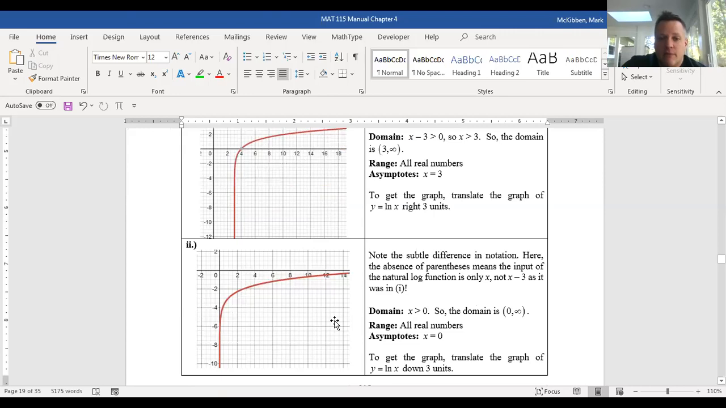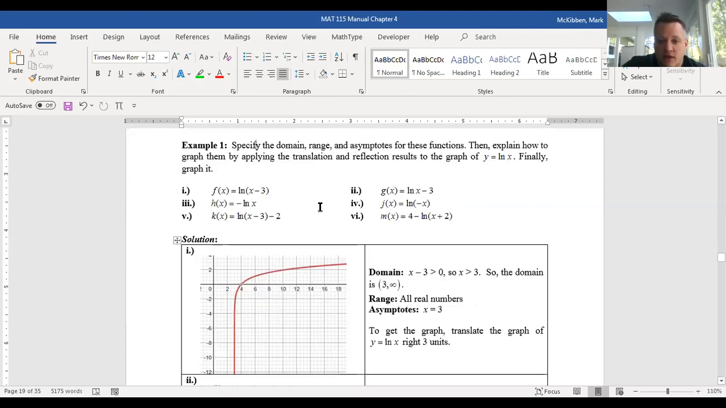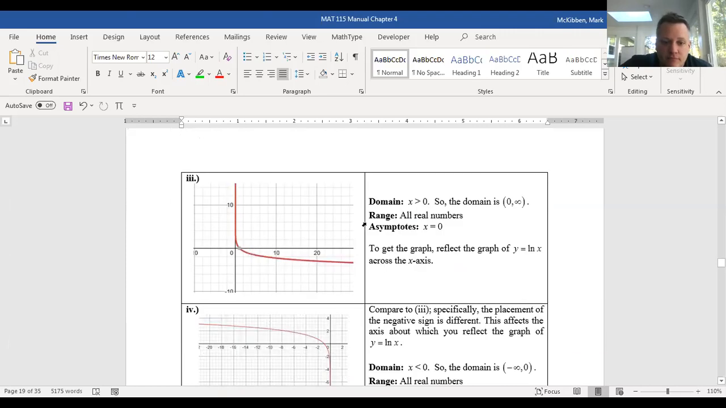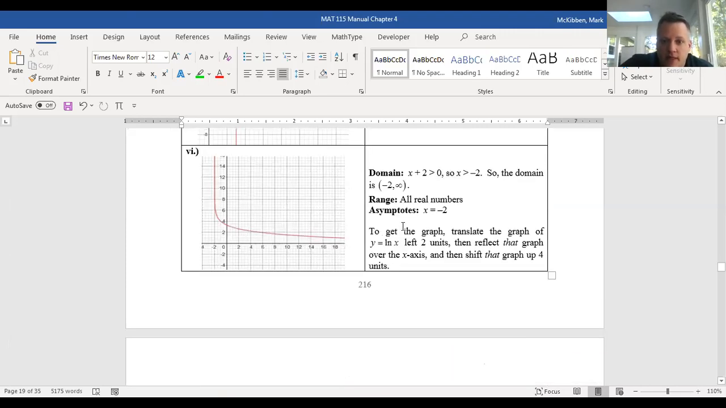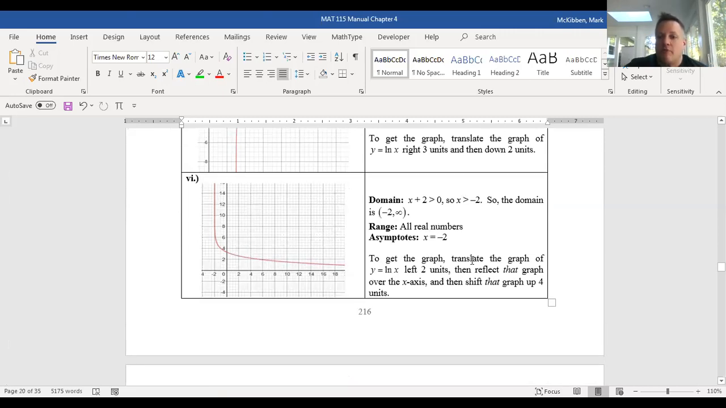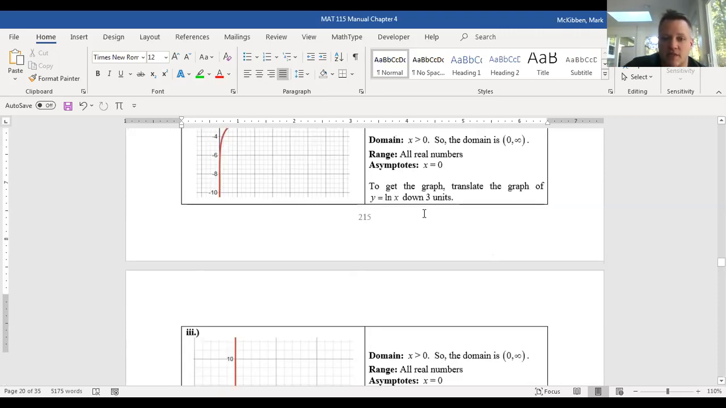Okay, I'm going to let you read the others here. I want to look at number 6, right, because it contains a bunch of things. So let's hop down to 6. Remember 6 was 4 minus ln of x plus 2. And so the input of the log has to be positive. Let me just copy this down so we can actually see it.